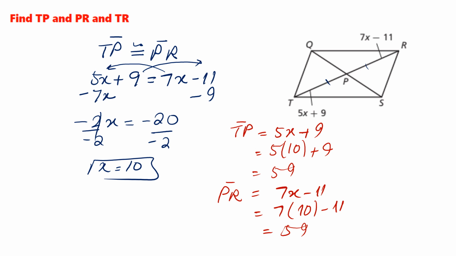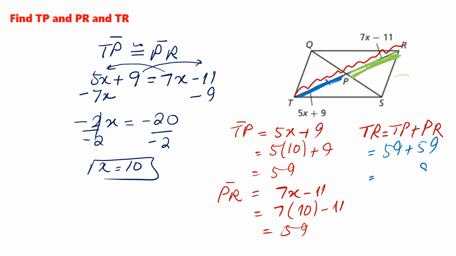Now they are talking about TP. Find out the TR, right? So we know that TR is equal to TP plus PR. This whole thing is equal to TP, this one, plus PR, this one. Now we already have found the TP value, which is 59, and PR also 59. So this will give you 180 degrees.